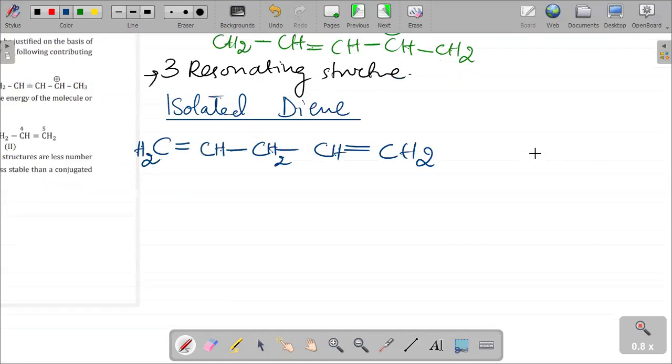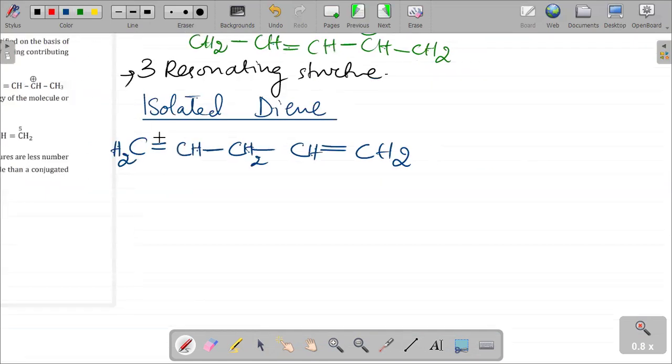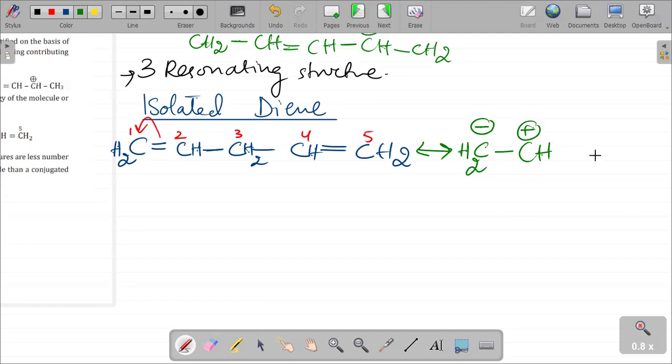So now if I shift this double bond to carbon number one, this is carbon number one, carbon number two, carbon number three, carbon number four, and carbon number five, right? So if I shift this double bond to carbon number one, another kind of structure is formed, that is CH2, then we have a single bond, and then CH. A negative charge is created on carbon number one, and a positive charge is created on carbon number two. And after that, we have a CH2, then CH, and double bond CH2, right?